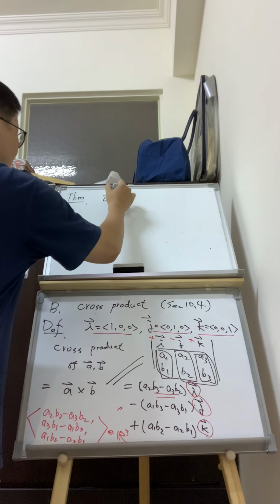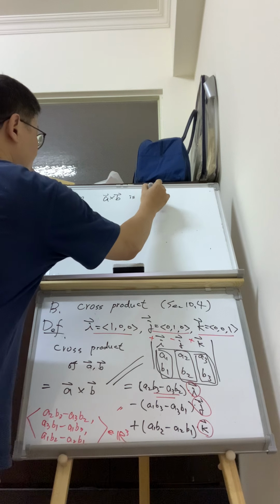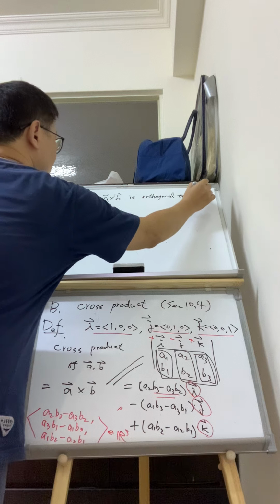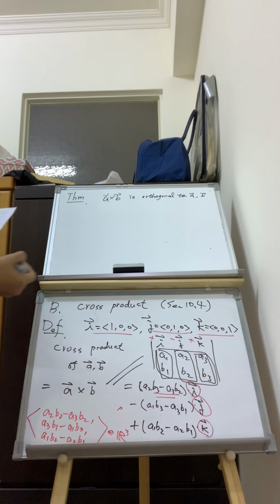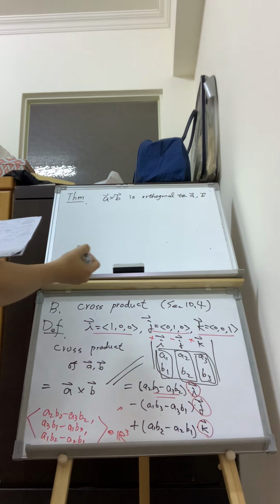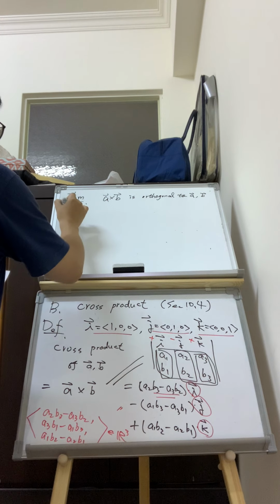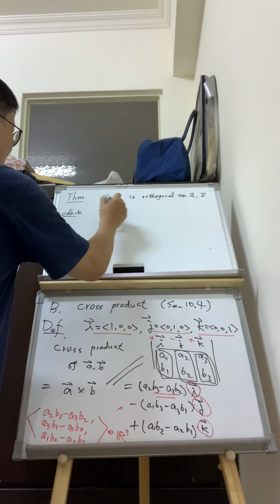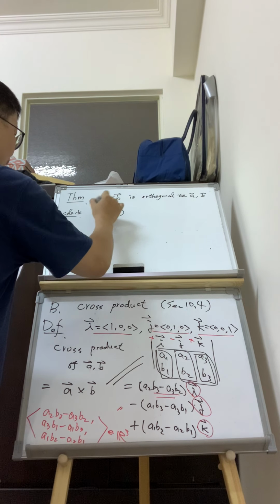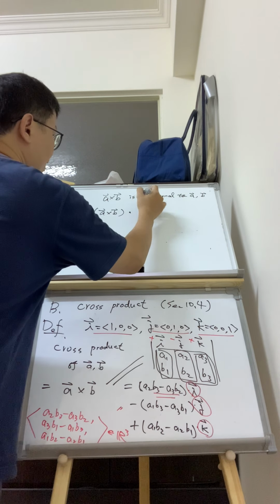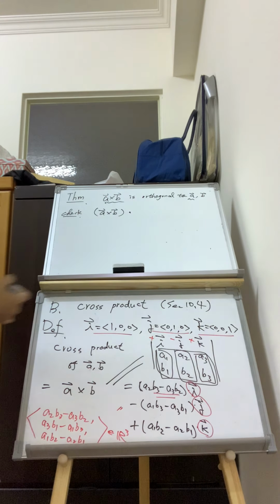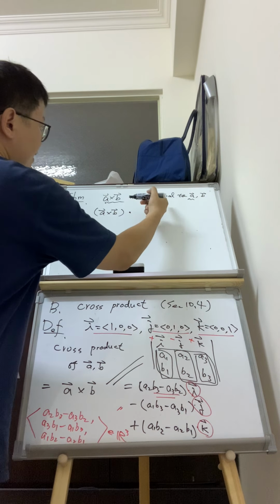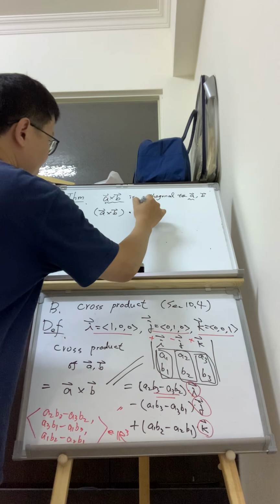The cross product is orthogonal to A and also orthogonal to B. And actually we could check it. If we want to say these two vectors are orthogonal, what do we need to do? Orthogonal means that you should show that the inner product equals 0, right? So we consider the inner product.